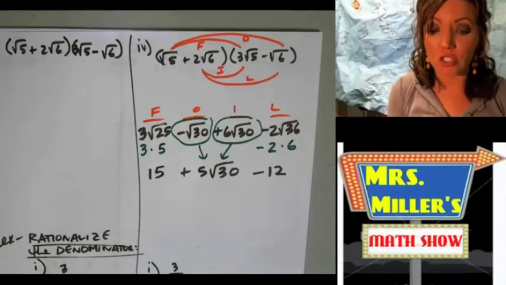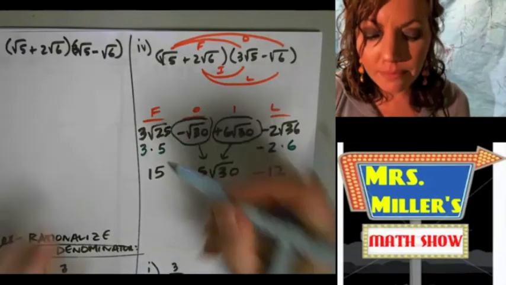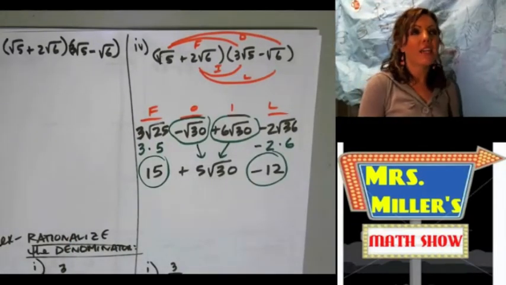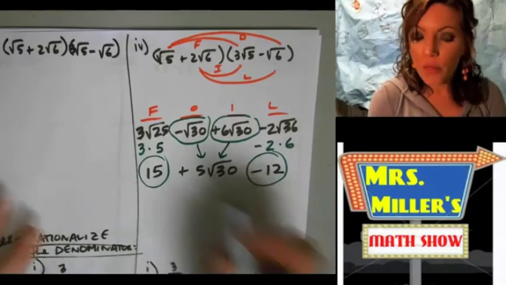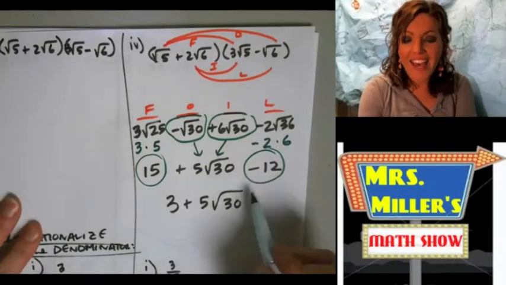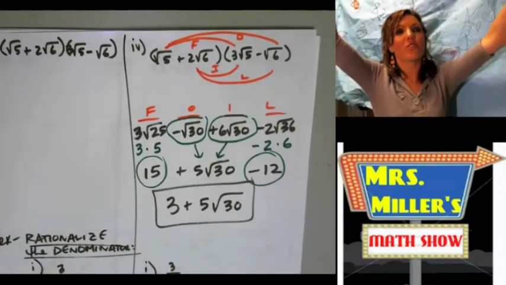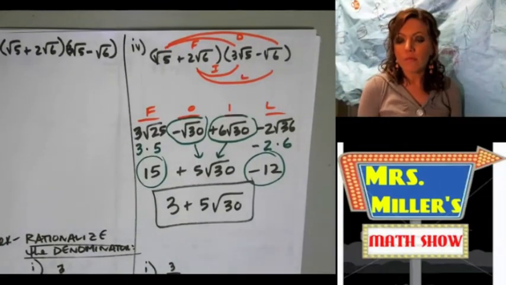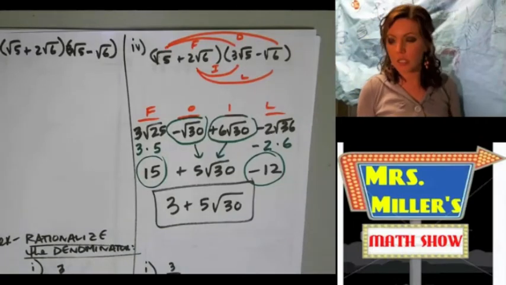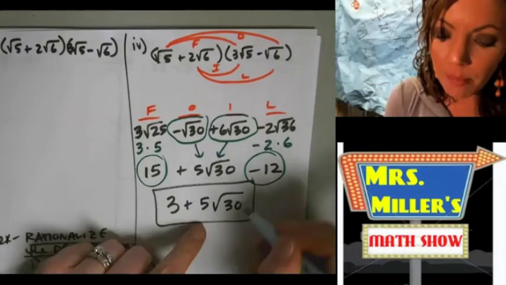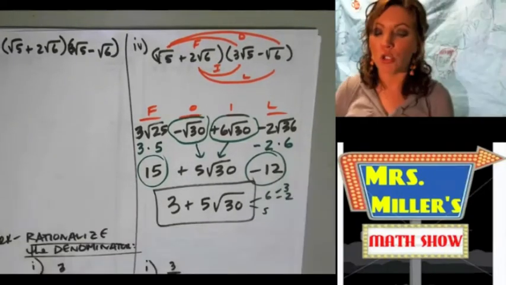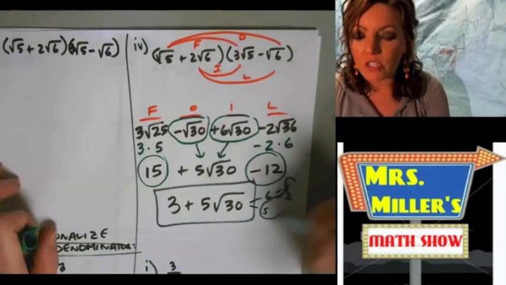Makes sense. Okay. Then we combine 15 and negative 12 to get 3. So it's 3 plus 5 root 30. Yay, the end. Everybody give yourselves a round of applause. You do want to make sure that none of these can be reduced, but if we think about breaking 30 up, 30 is 6 times 5, and 6 is 3 times 2, and we don't end up with any pairs of anything, so we are done.